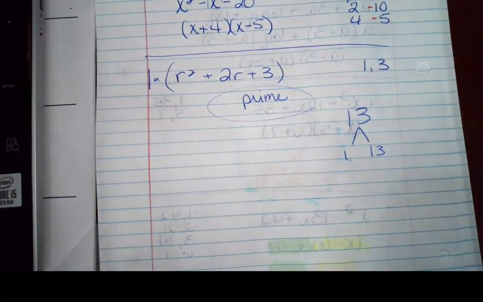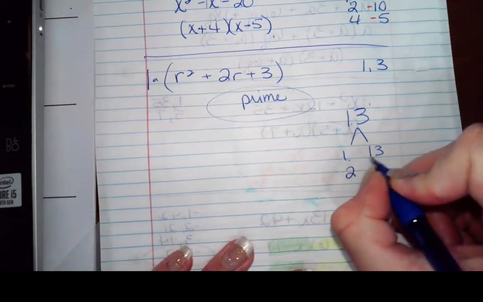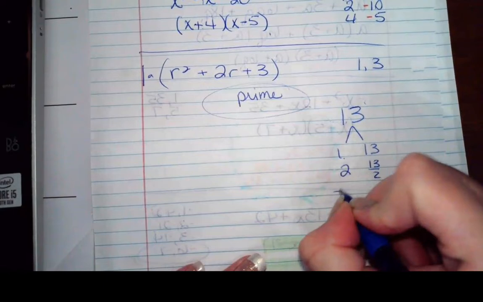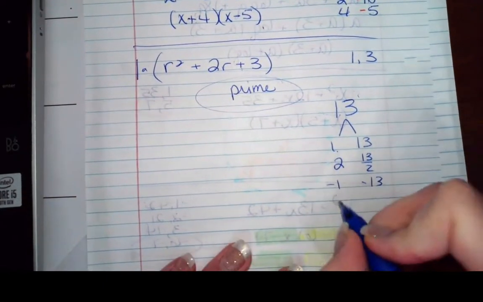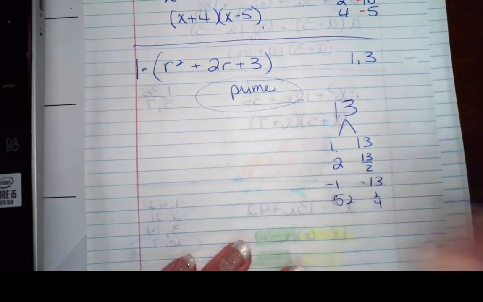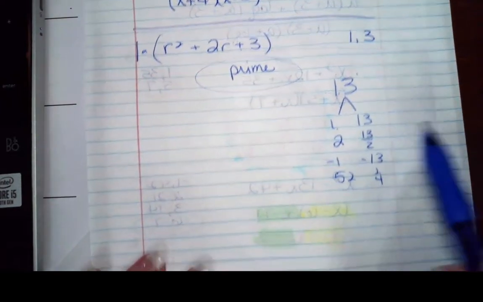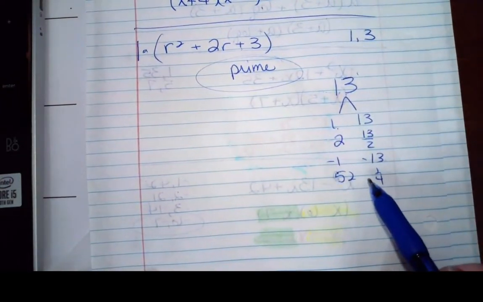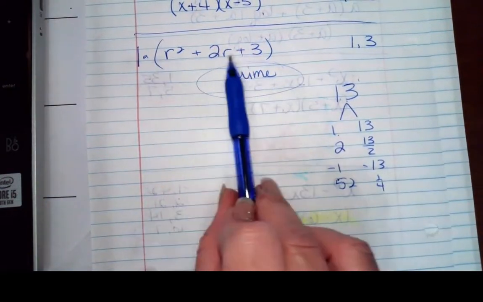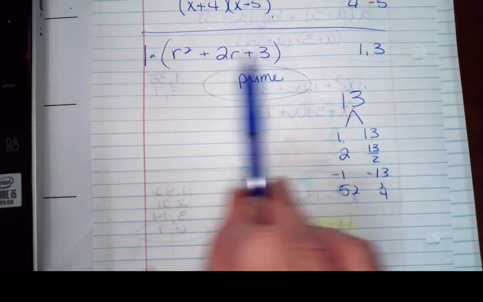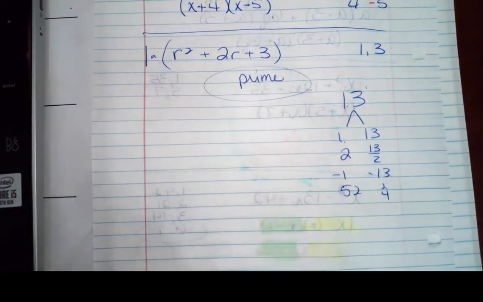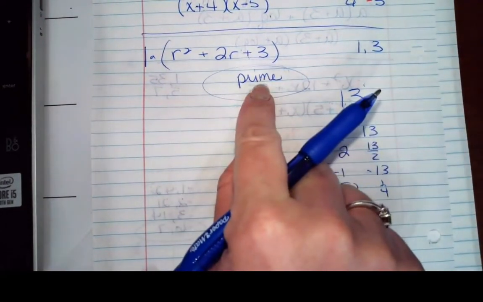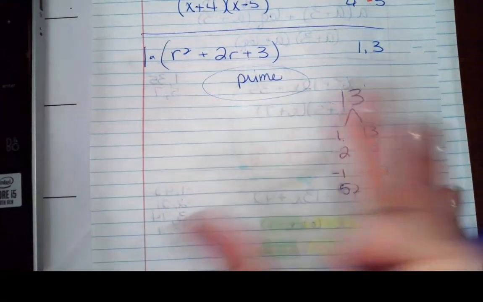Now, for future reference, I could break down 13 into 2 and 13 halves, or I could do negative 1 and negative 13, or I could do 52 and 1/4. I could do all this kind of stuff. So remember that I can break it down, but if I do, it's going to go ugly. So for future reference, I will eventually be able to break this down. It's just going to go ugly when I do. So for right now, we're just going to keep it basic, and we're going to say you're prime. Okay. All right, so let's try the next one.